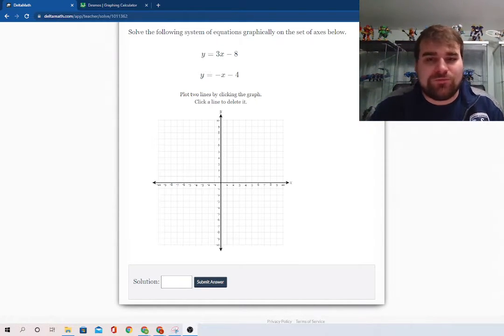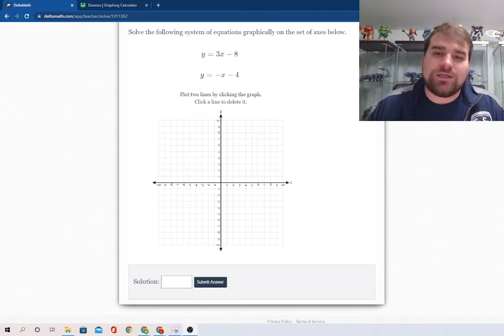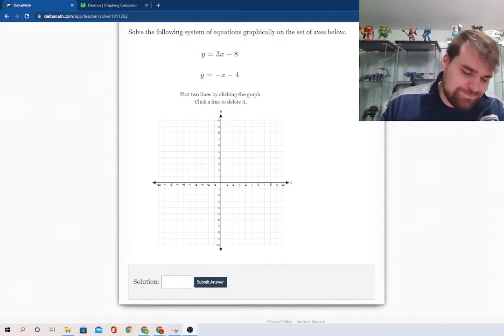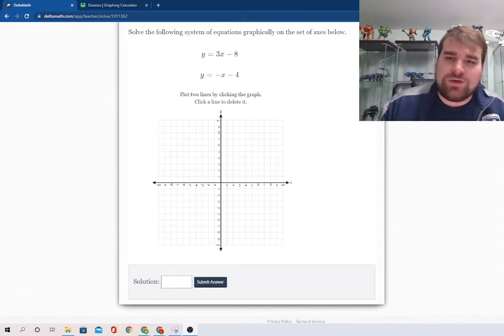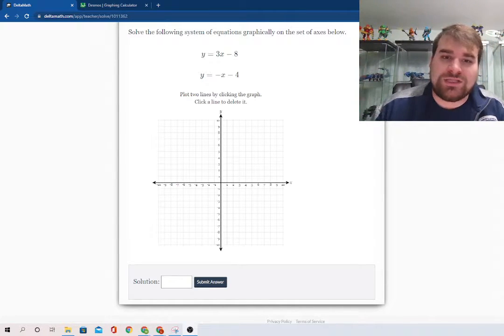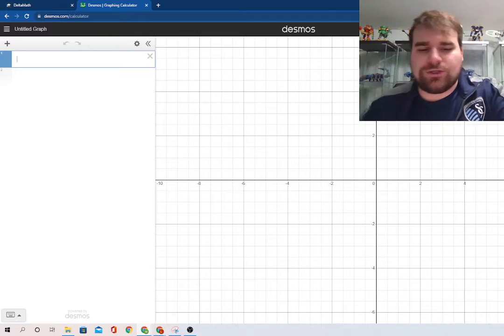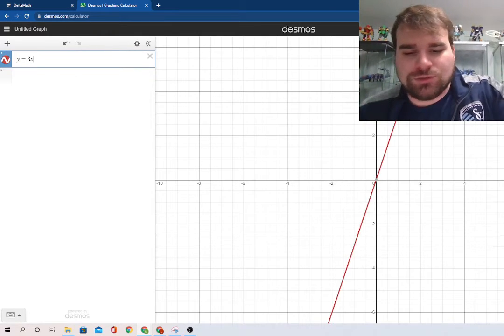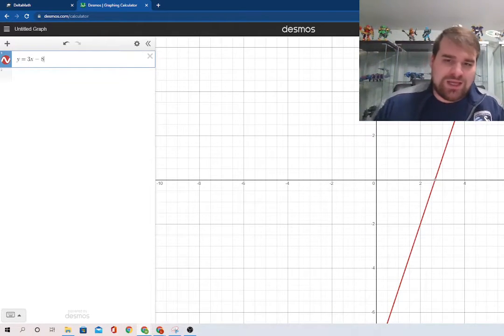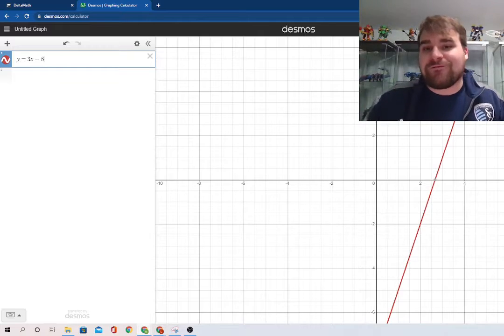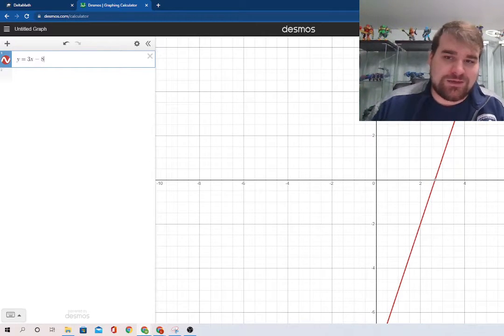But if you are looking for how to actually graph a line utilizing slope and y-intercept, check out some of our other tutorials. All right, so let's go ahead and type these equations in on Desmos. Y equals 3x minus 8 and y equals negative x minus 4. So I'm going to go over here and type these in. Y equals 3x minus 8. And you know what? Let's just look at this one first before we even type in that second one.